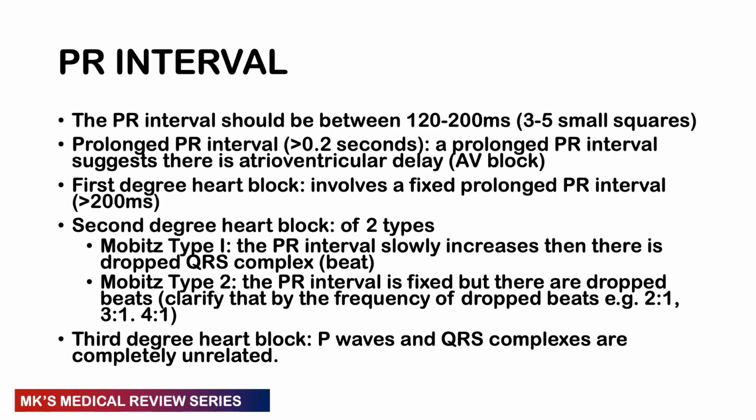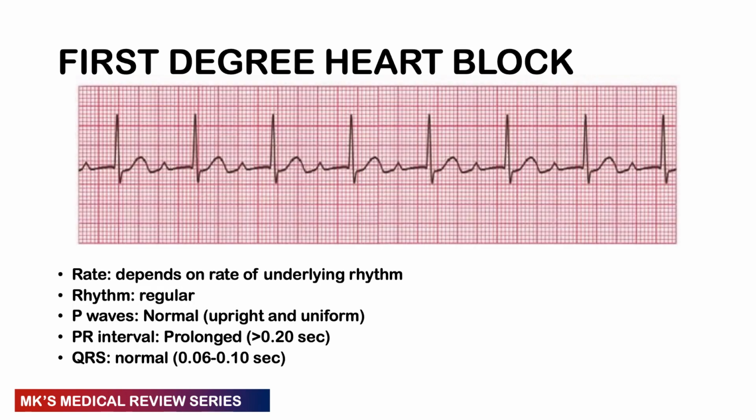Then in third degree heart block, our P waves and our QRS complexes are not married to each other, so they are completely unrelated. So this is what first degree heart block actually looks like.